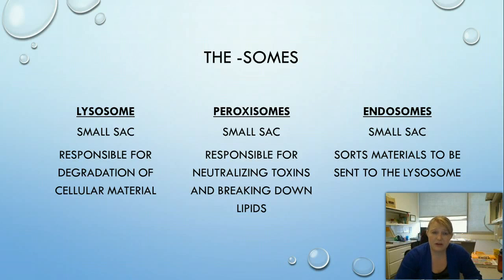And the endosomes, what they do is they sort material. When material is brought into the cell through endocytosis, the endosomes sort it and determine what needs to be sent to the lysosome, what needs to be sent to another place. That's the endosome. They're all small sacs. They all look similar, but they all have very different functions. So make sure you understand the differences between the three of these, because they're going to play a role later.